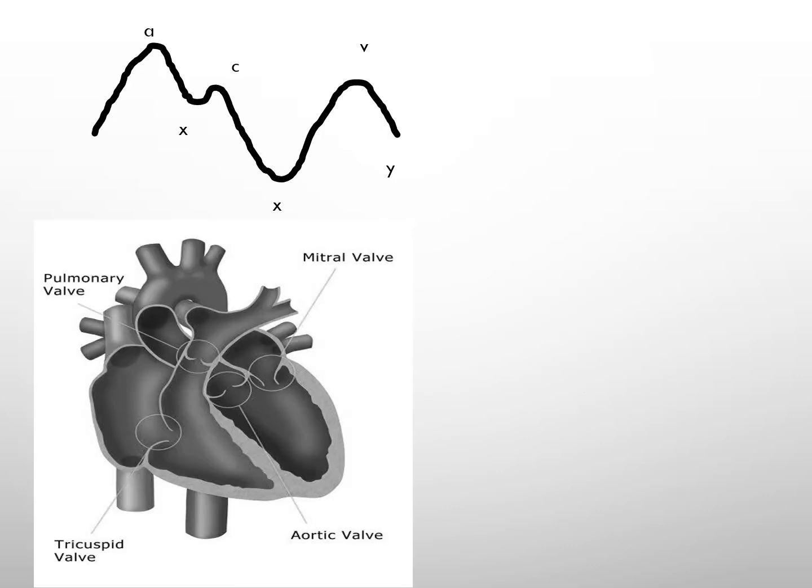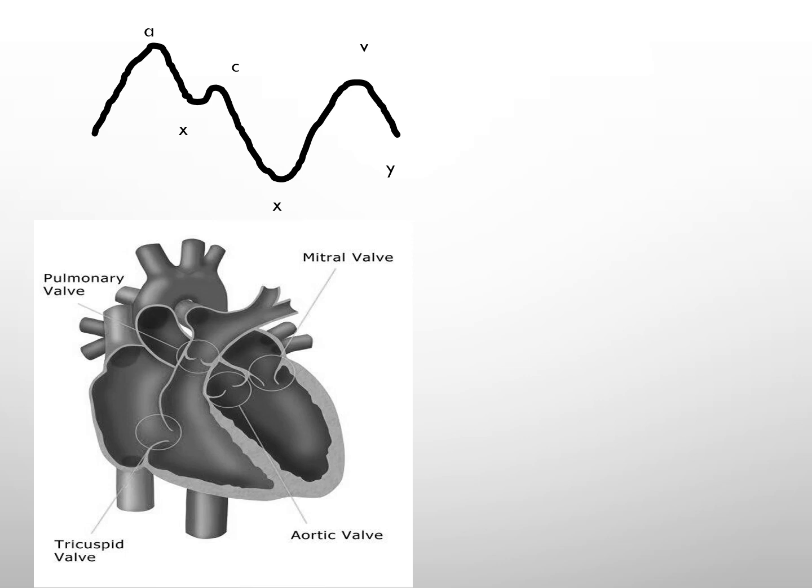The JVP waveform shows pressure fluctuation in the internal jugular vein due to right heart pressure changes during the cardiac cycle, featuring three positive waves, A, C, and V, which we can appreciate as pulses during physical examination, and two negative waves, which are X and Y.